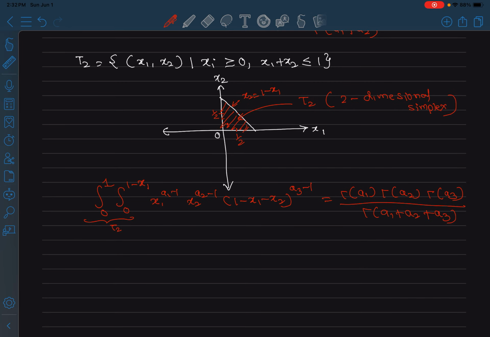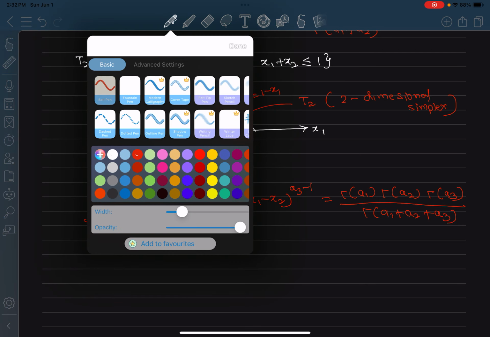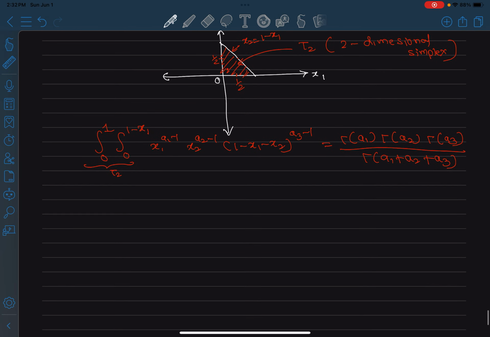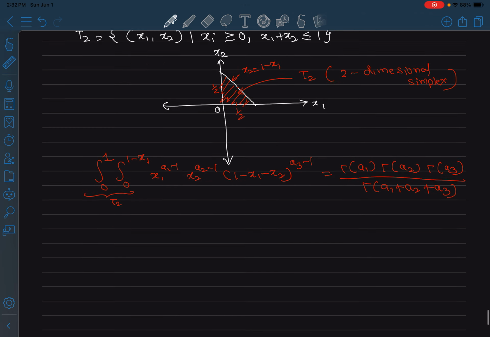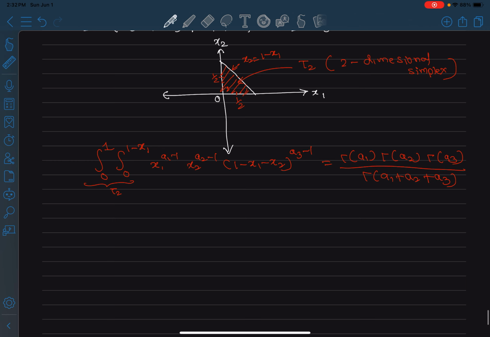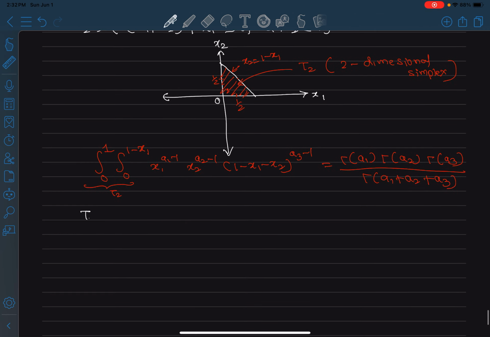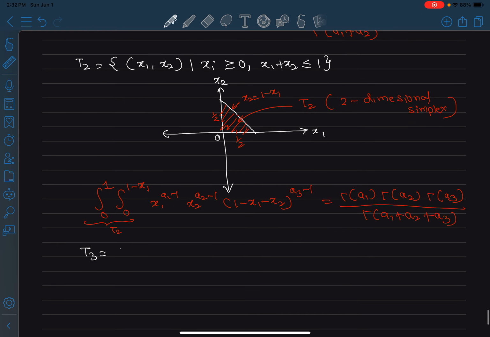Just one more, because from this demonstration I'm also trying to establish something important, which will be helpful later in the proof. So that's why it's necessary to do this right now. And I hope you are not bored. So T3 will be the set of coordinates x1, x2, x3, such that each xi is greater than or equal to 0, and x1 plus x2 plus x3 is less than or equal to 1, right?